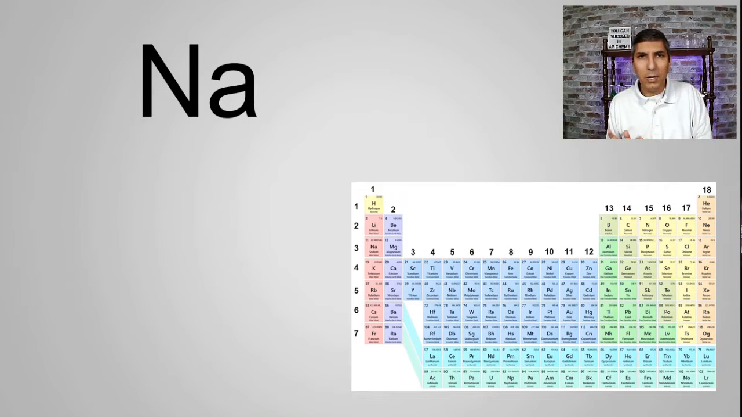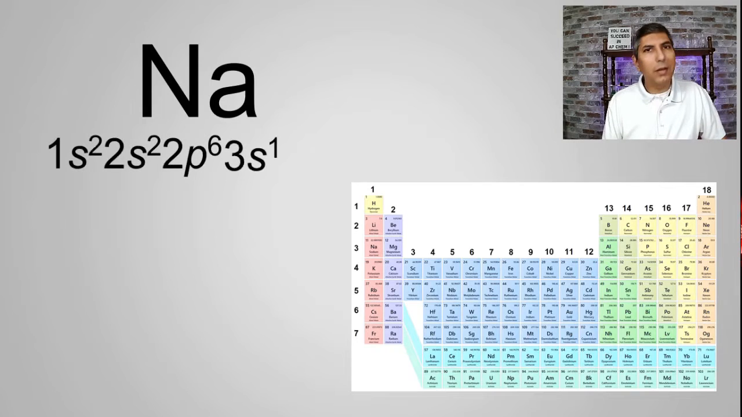It would like to have 8, so it's going to gain 7. Is it going to gain 7 electrons? Well, I suppose it could, but let's think about something else that might be easier for it to do. Hopefully, you would agree that the electron configuration for sodium is this: 1s2, 2s2, 2p6, 3s1. So that's the electron configuration for sodium.